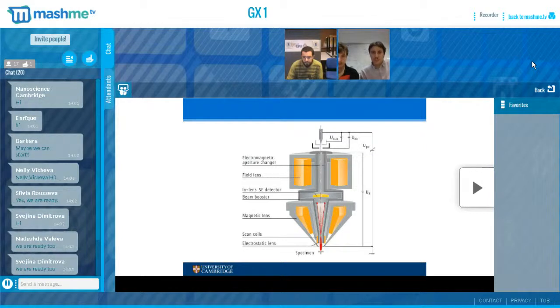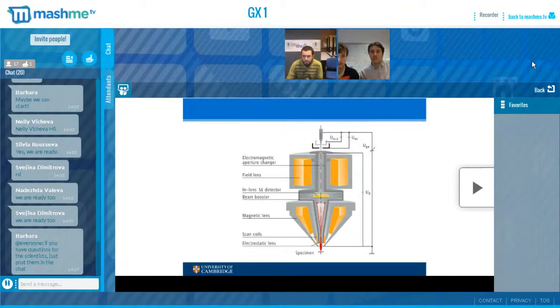In this specific microscope, we are using an in-lens detector. As you can see, the electrons are coming from the top, going through the gun, and then hitting the target or the sample at the bottom. Then the electrons are backscattered, or secondary electrons are scattered, into the detector.